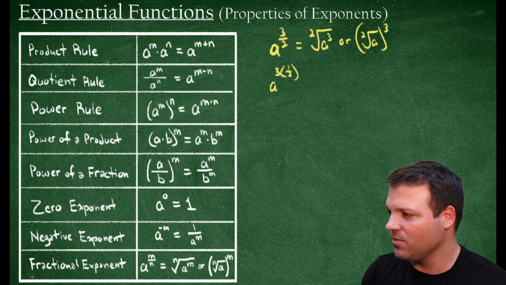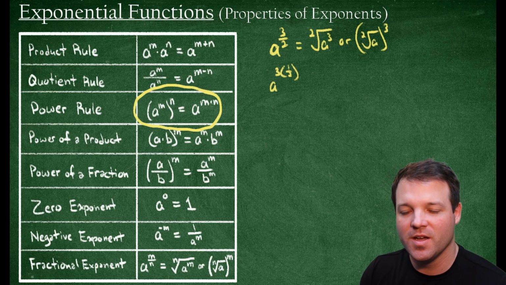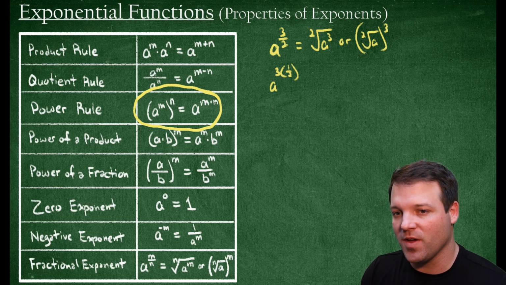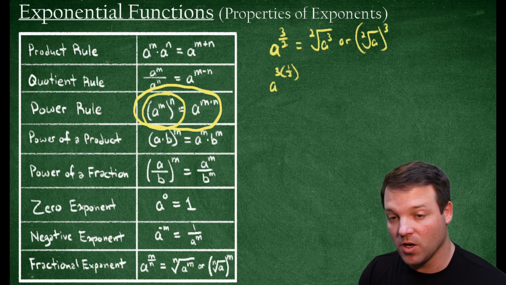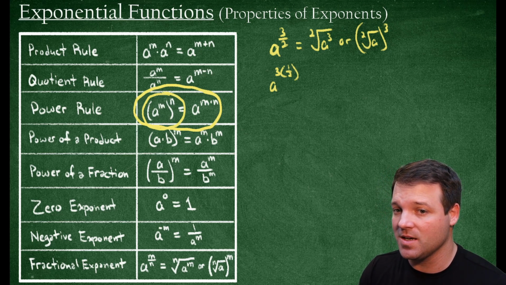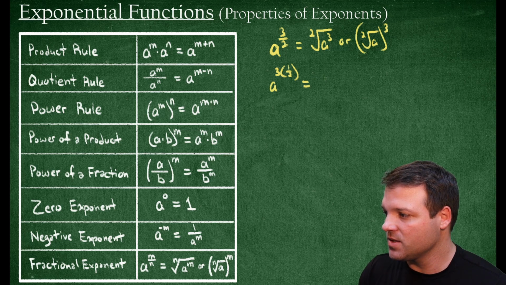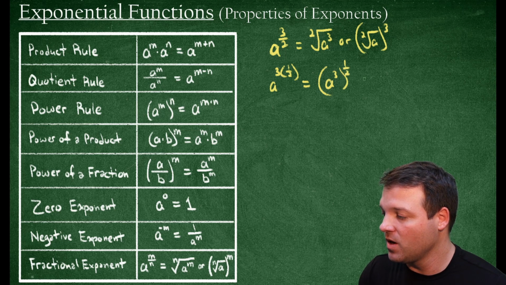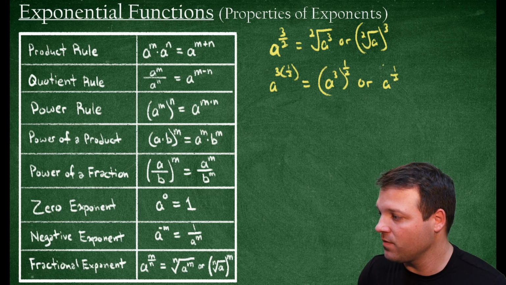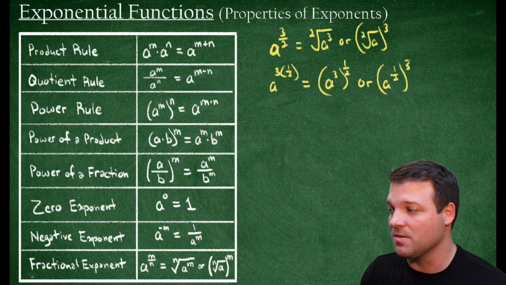And we're going to apply one of these other rules, this power rule. If I have a to the power of m times n, then I could have started with a to the power of m to the n, or vice versa. It could have been a to the n to the m, and it would be identical. So let's apply those rules. This could be a to the power of 3 all to the 1/2, or it could be a to the 1/2 all to the power of 3. It doesn't really matter.